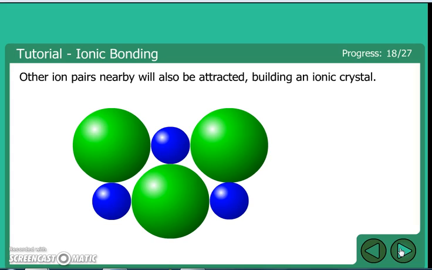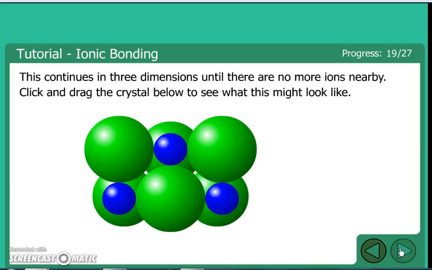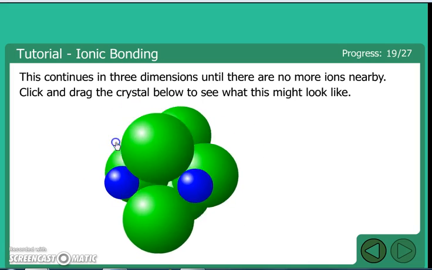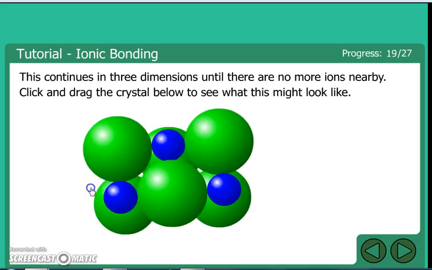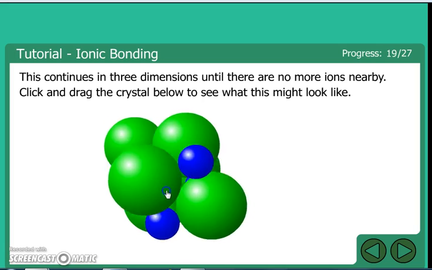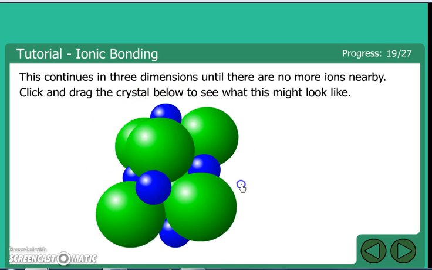Okay, now you can answer question number 17. This continues in 3 dimensions until there are no more ions nearby. Click and drag the crystal below to see what this might look like. Okay, so I'll do that. You can see it in 3 dimensions. This is a salt crystal, sodium chloride.